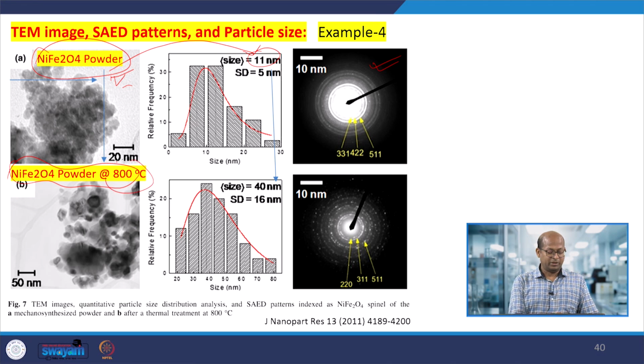When it is heated at high temperatures, the particle size changes from 11 nanometers to 40 nanometers, meaning the particles agglomerate and become larger. This one is much more amorphous, and this one is much more crystalline. Here you can also observe the SAED patterns. Here is one bright spot, then a second bright spot, and a diffracted dotted spot is present. So there is a change from amorphous to crystalline.